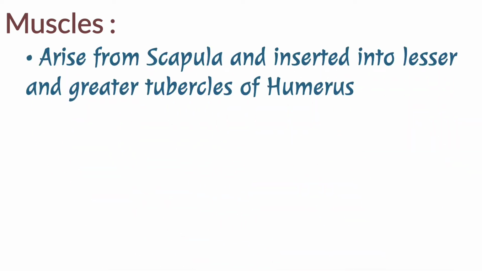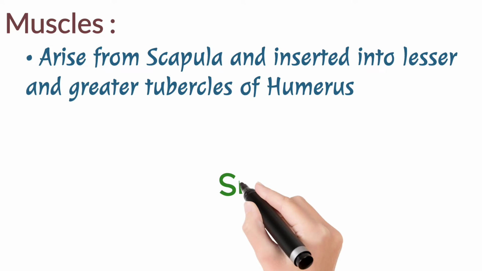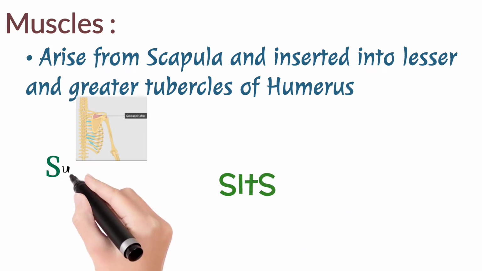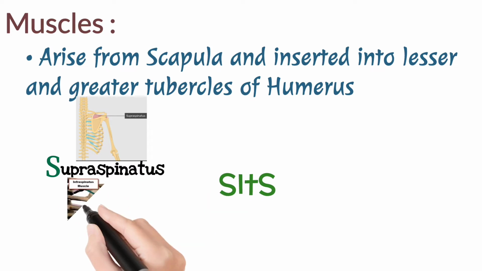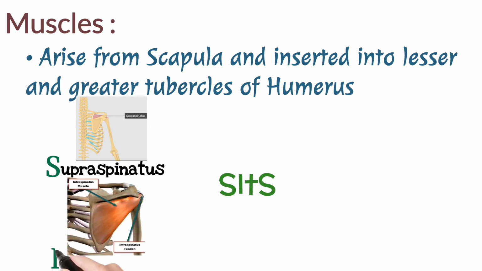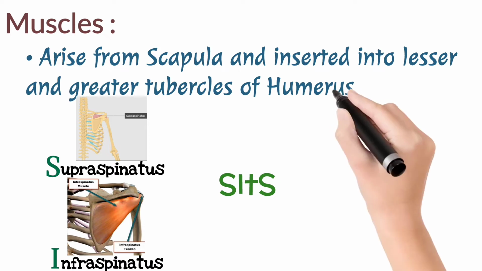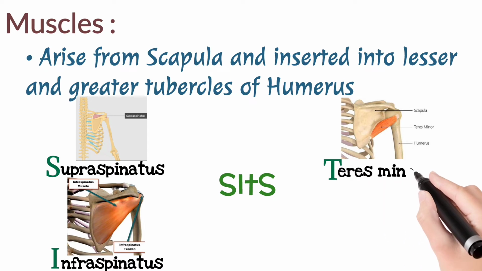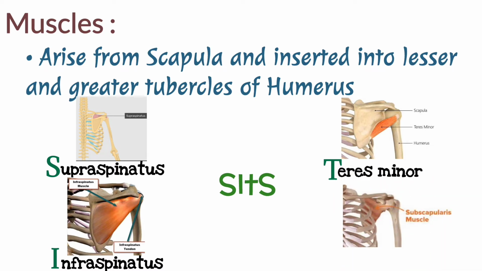The muscles which form the cuff arise from the scapula and are inserted into the lesser and greater tubercles of the humerus. The muscles are remembered by a mnemonic, SITS. Remember to put a small t. It denotes that it is teres minor, small, minor. The S denotes supraspinatus muscle, the I denotes infraspinatus muscle, the T denotes teres minor, and the S denotes subscapularis muscle.